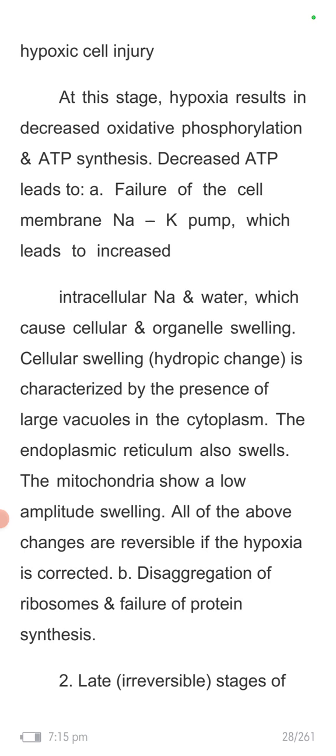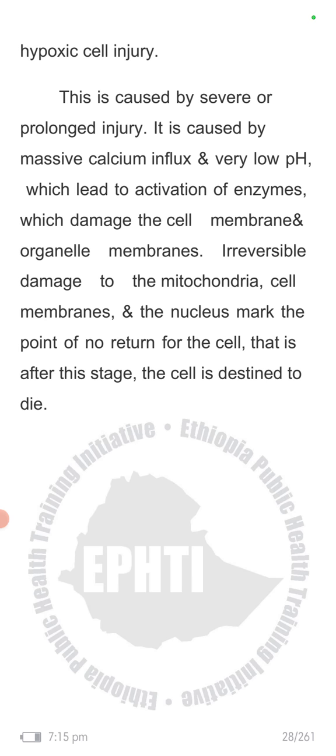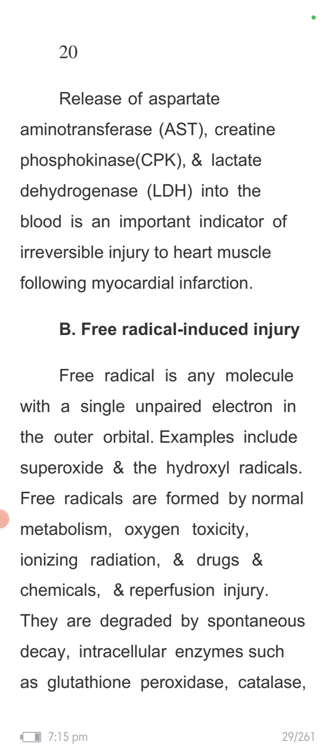In case of late, irreversible stages of hypoxic cell injury, this is caused by severe or prolonged injury, caused by massive calcium influx and very low pH, which leads to the activation of enzymes which damage the cell membrane and the organelle membrane. Irreversible damage to the mitochondria, cell membrane and the nucleus marks the point of no return for the cell. That is, after this stage, the cell is destined to die. The release of aspartate aminotransferase, creatine phosphokinase, lactate dehydrogenase into the blood is an important indicator of the irreversible injury to the heart muscle following myocardial infarction.